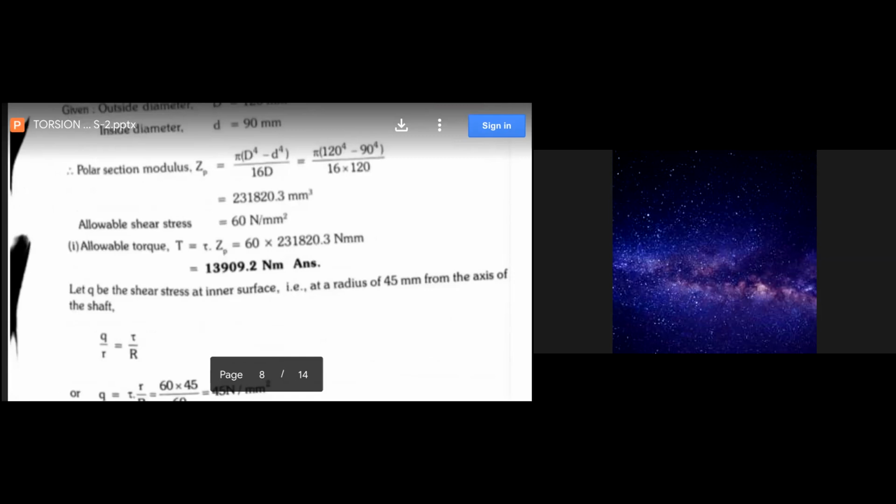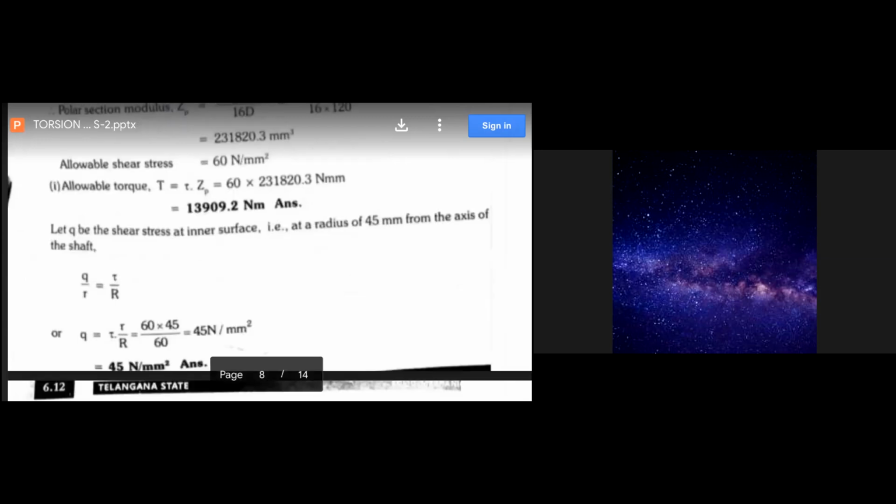So that is allowable torque, capital T, equal to tau into Zp. Substitute the calculated values, that is 60 into 231820.3, and you will get torque T is equal to 13,909.2 Newton meter. And the relation between shear stress and torque is that both are proportional to each other.